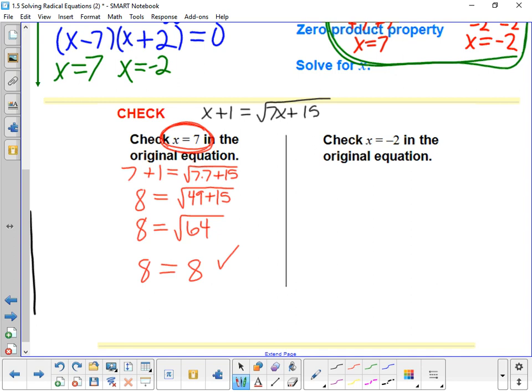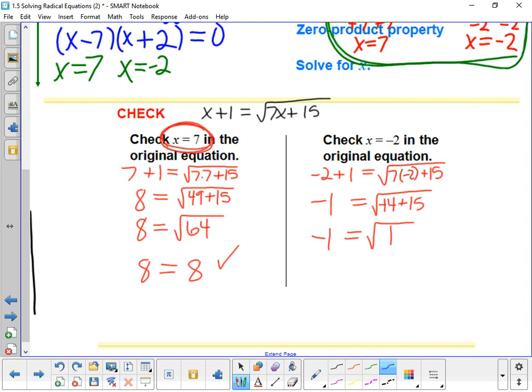Works great. If we check x equals negative 2 in the same manner, we're going to put the negative 2 in where x was in our original equation. We end up over on this side with a negative 1. Negative 2 plus positive 1 is negative 1. And the square root of this is negative 14 plus 15. Sorry, my handwriting, it looks like a 1 or a plus. So this is the square root of 1.